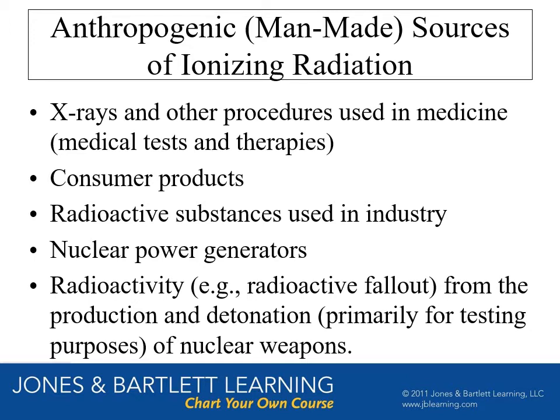There are many man-made or anthropogenic sources of ionizing radiation. X-rays and other procedures used in medicine are one example. They're available in some consumer products. We use radioactive substances in industry. Often it has been used before in paint, for example. Nuclear power plants use radioactive substances, and so do nuclear weapons.